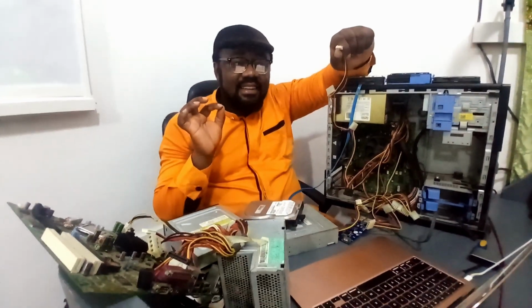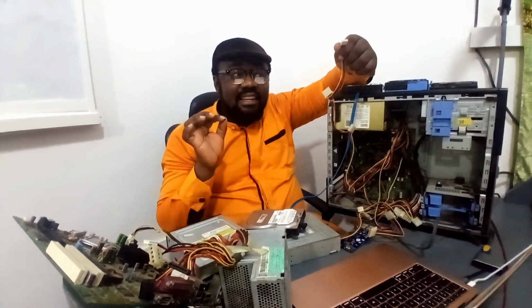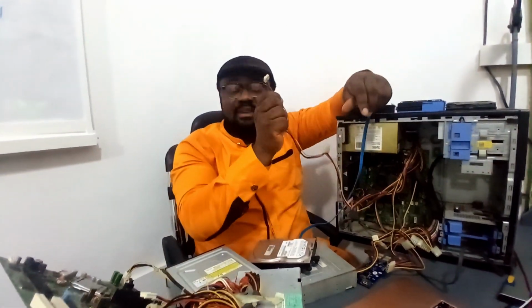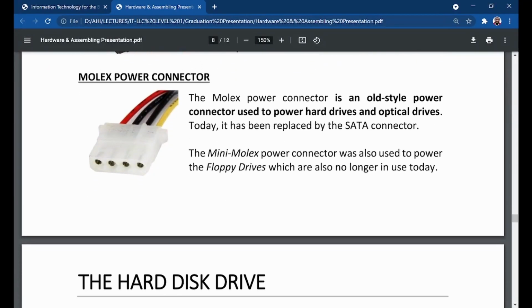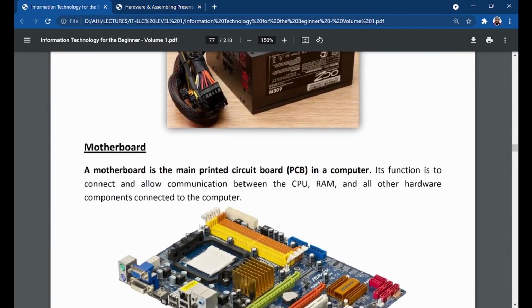The only one left is this small one here. What is it called? The mini Molex power connector. And what does it do? The floppy disk drive, not floppy disk, because floppy disk is different. Floppy disk drive, right? So this powers a floppy disk drive. Alright, so this is our studies on the power supply unit.